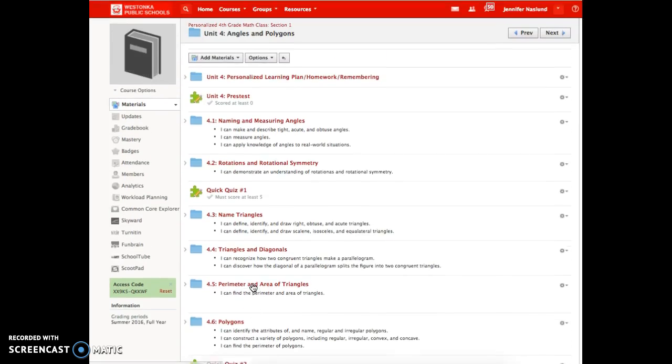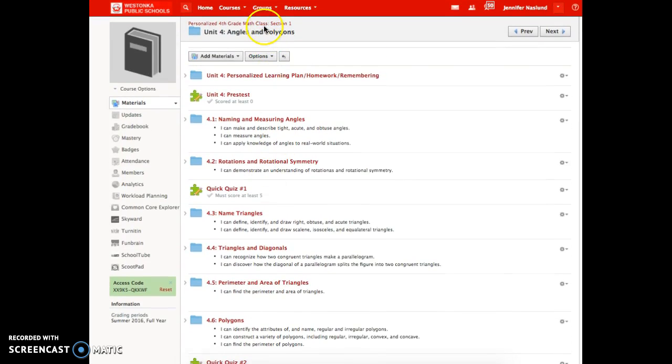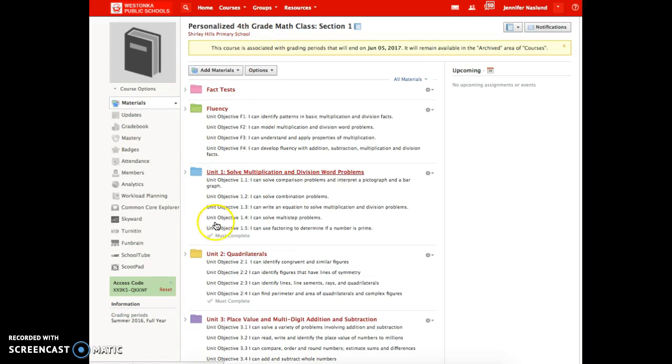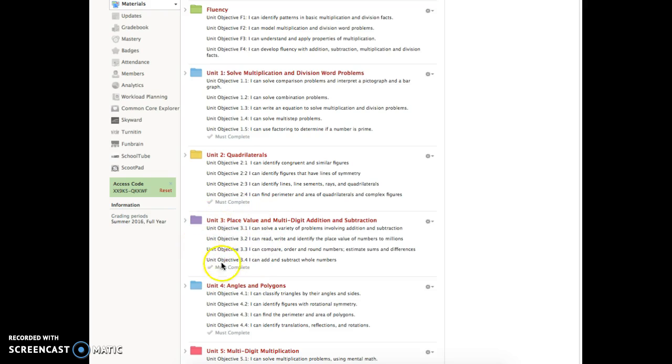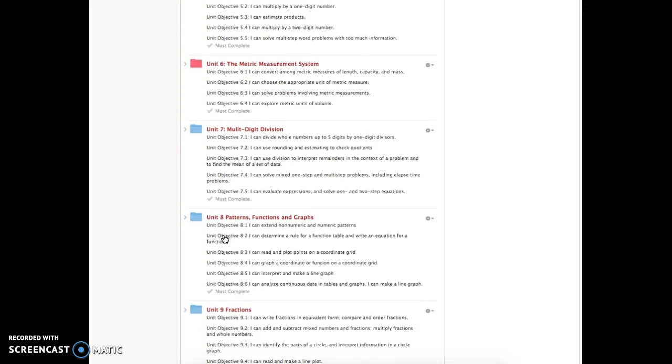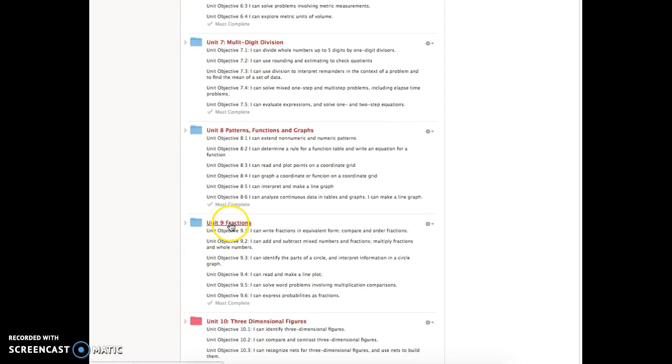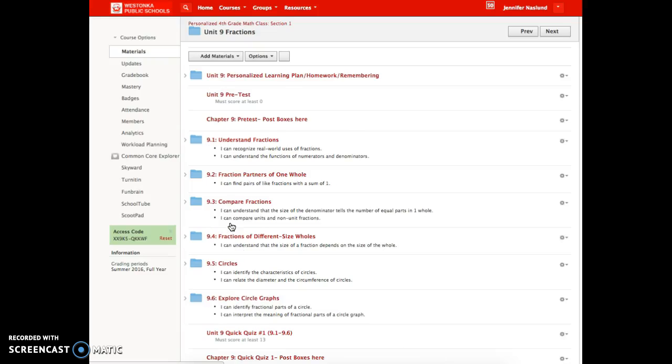So that's kind of how we moved through our lessons. And again, we have it set up where we have multiple units. For the most part, we kept kids within the unit. You'll notice, I'll show you another example here. They go to a different unit.